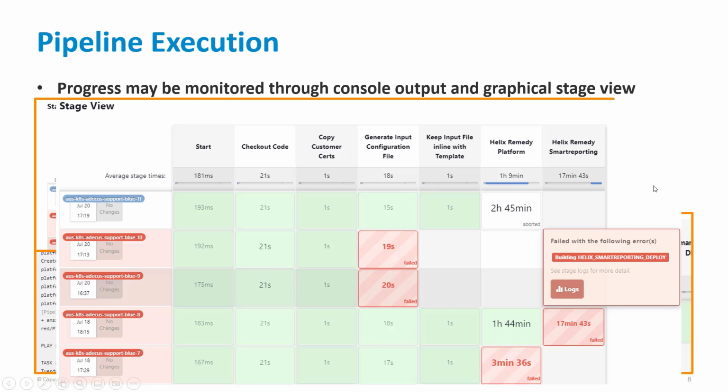Let's say your pipeline is running smoothly and has deployed your Helix Remedy platform, but later while deploying Helix Remedy Smart Reporting or any of the other components, it has failed. You can see this in the staged view, the graphical representation. It will be highlighted in a red box. Once you hover your mouse on that red box, a pop-up will appear showing you the logs, and if you click, you will get the snippet showing why it has failed. If you're experienced enough in this domain, you can easily figure it out. If not, you can always get the console output to understand what is going wrong in this particular deployment.